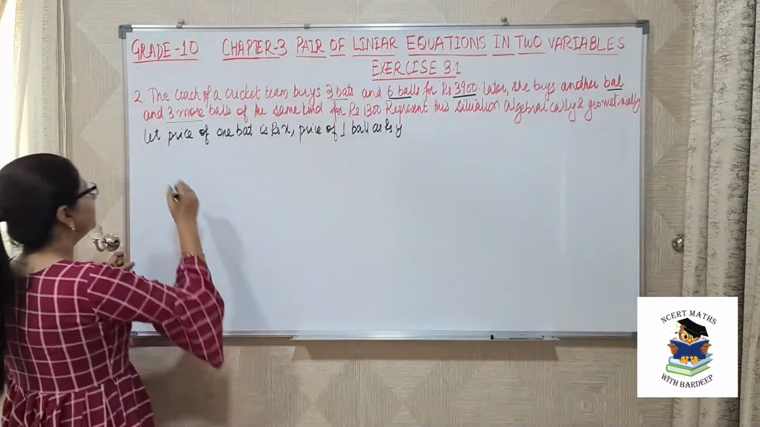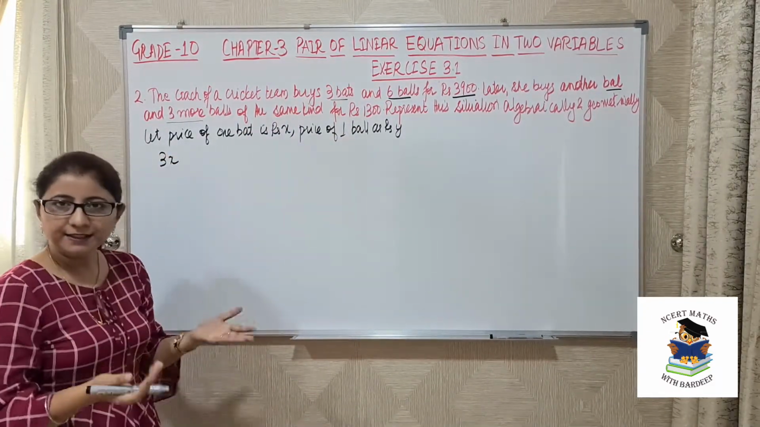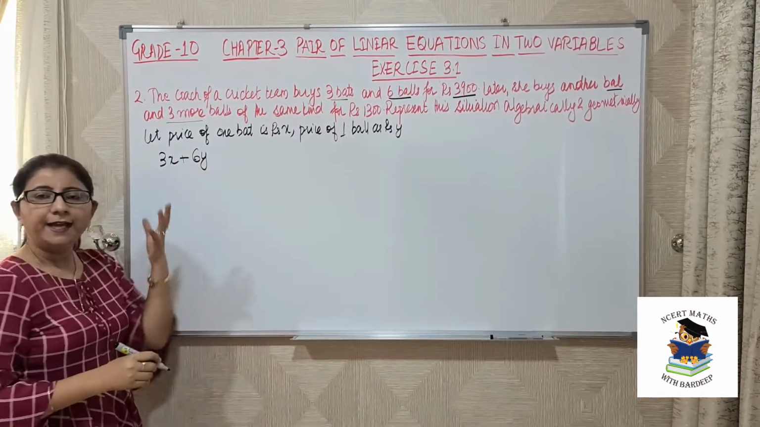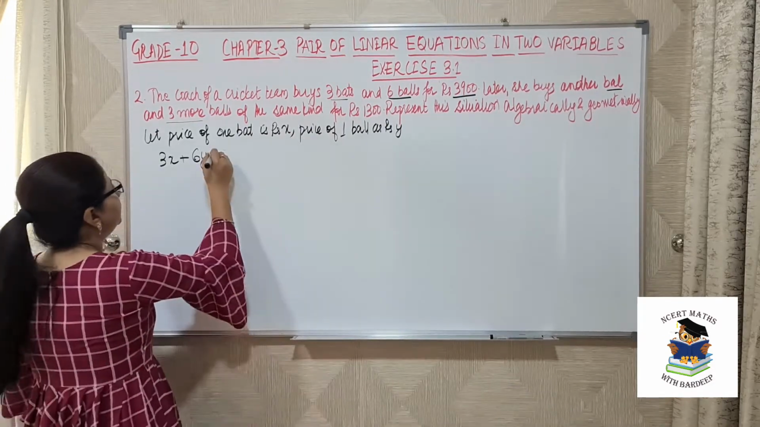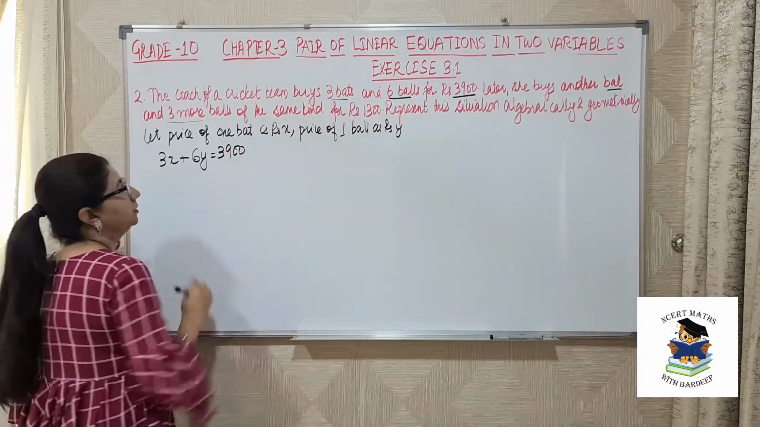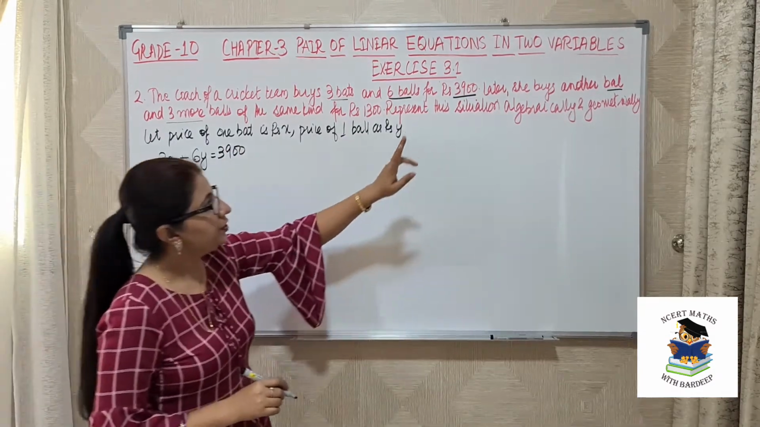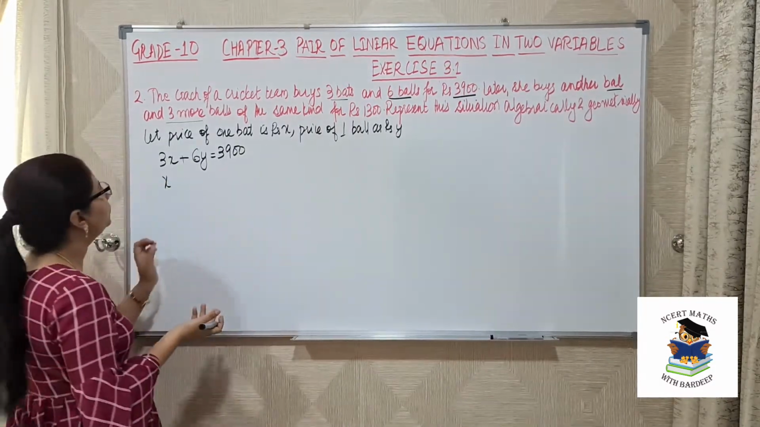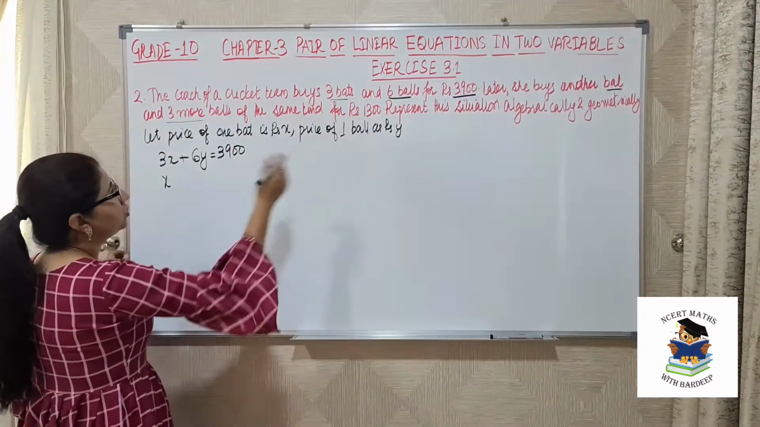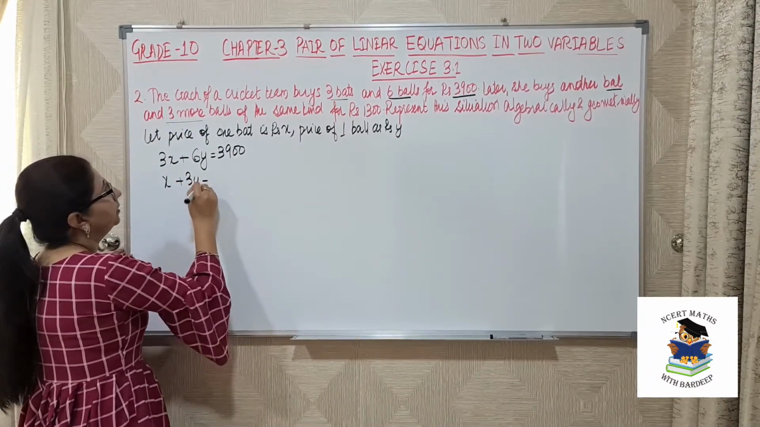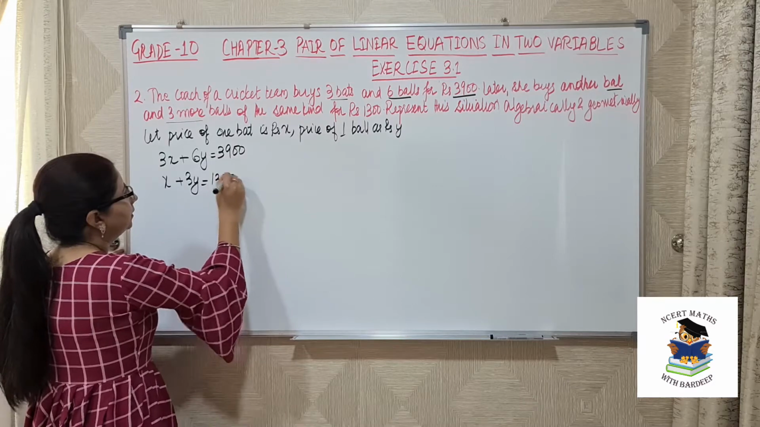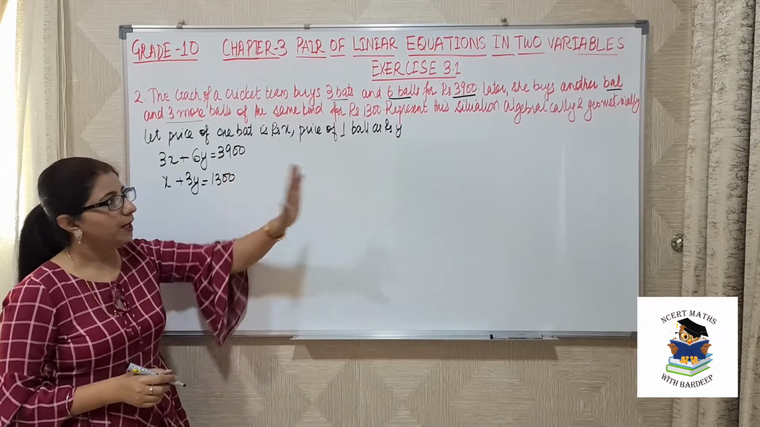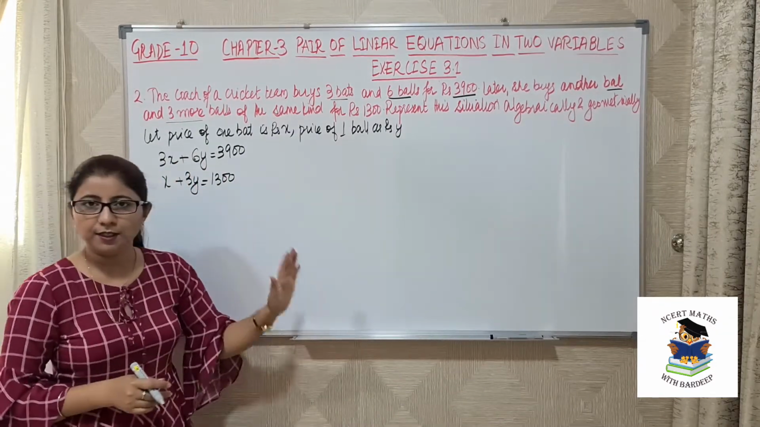So now what is the condition? 3 bats. So what is the price of 3 bats? It will be 3x and 6 balls, so 6y, and together its value is 3900. Right? Let's see the second condition. She buys another bat, meaning one bat, so only x rupees she has to pay more, but 3 more balls, so 3 times y should be equal to 1300. Right? So these two are the equations.